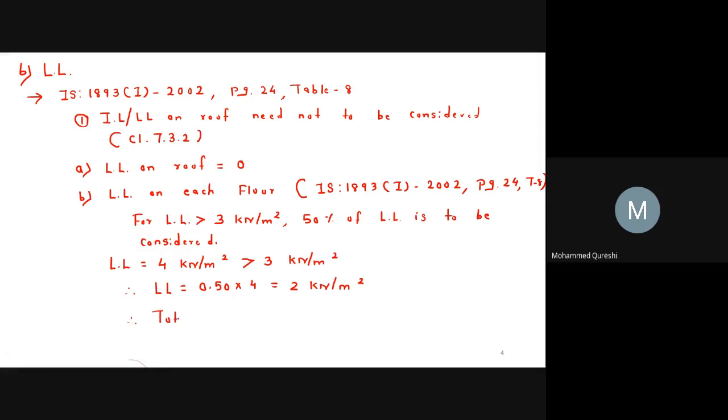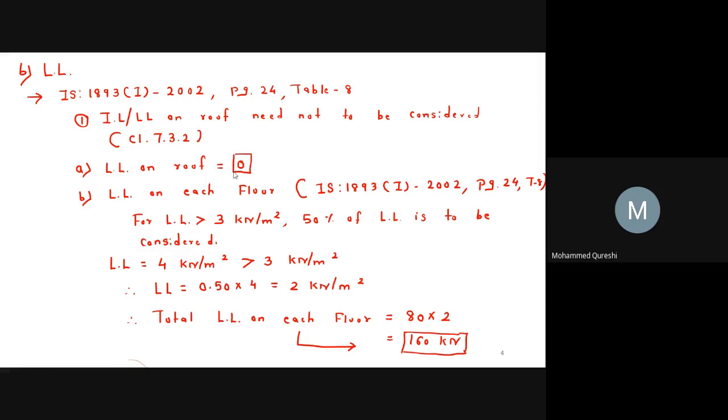Therefore, total live load on each floor will be equal to floor area, that is 80, into live load 2. So you will get 160 kilonewton. So on each floor your live load is 160 kilonewton. On roof it is 0.